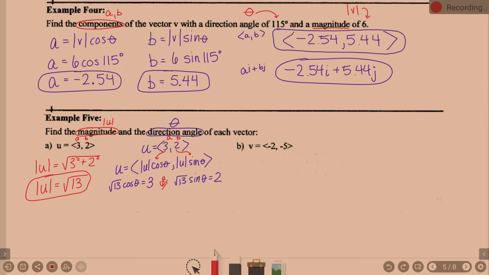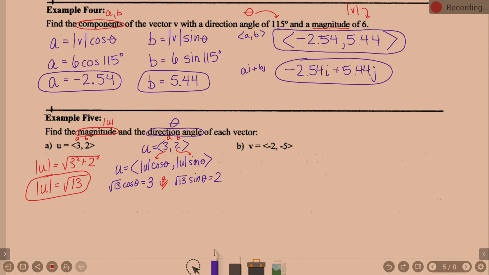This is an either or. This is not a you're required to do both type thing. Now, we're trying to get cosine of theta by itself. So we are going to divide by the square root of 13 in both cases.